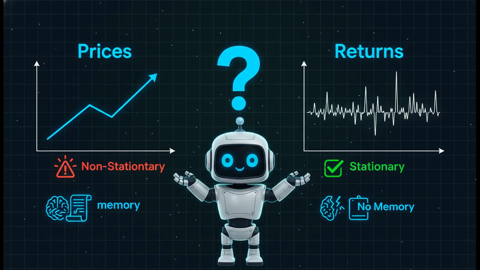So, what have we done for years? We use the changes in price, the returns. They're stable, what we call stationary. But the problem is, when you do that, you wipe out all the memory of the actual price level. You lose all the context.